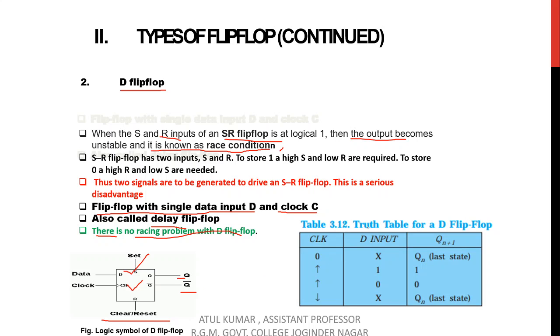In the truth table for the D flip-flop, if the clock is low, there is no effect of the input on the flip-flop. If the clock is high and the input D is equal to 1, then the output is 1, and if D is equal to 0, then the output also becomes 0.